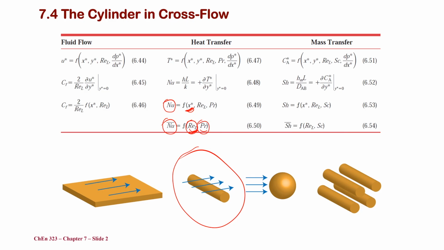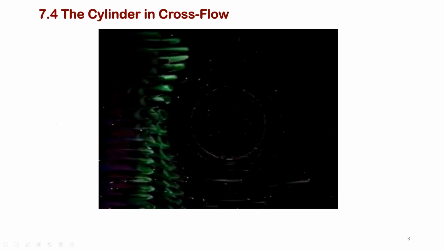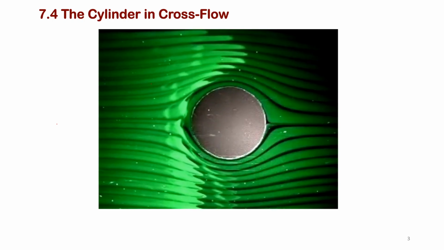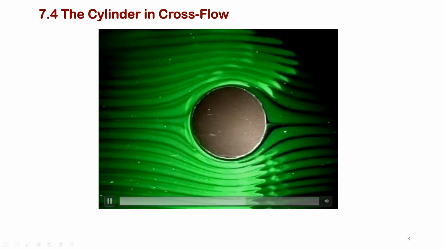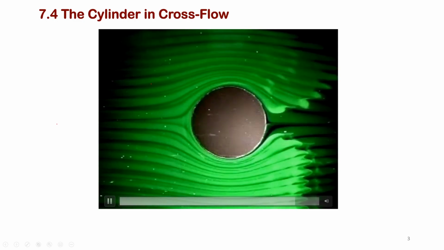And likewise, we are also interested in knowing the drag coefficient. It is a function of Reynolds number and the position. So now, let's take a look at the flow behavior around the cylinder, an immobilized cylinder, with fluid flowing towards it. And this fluid has fluorescence dye in it to make the flow behavior more clear.